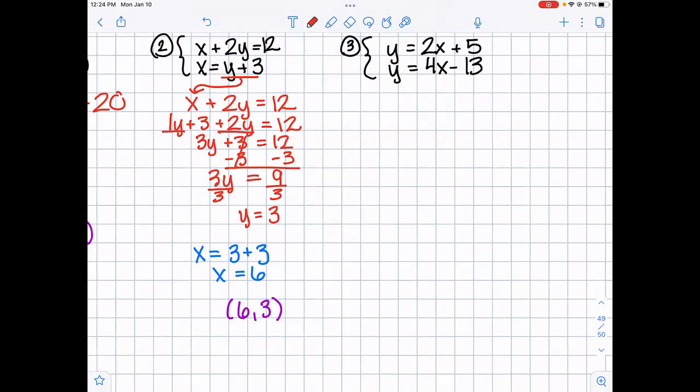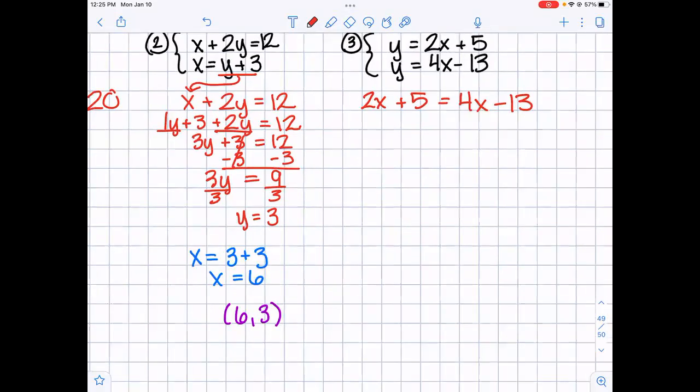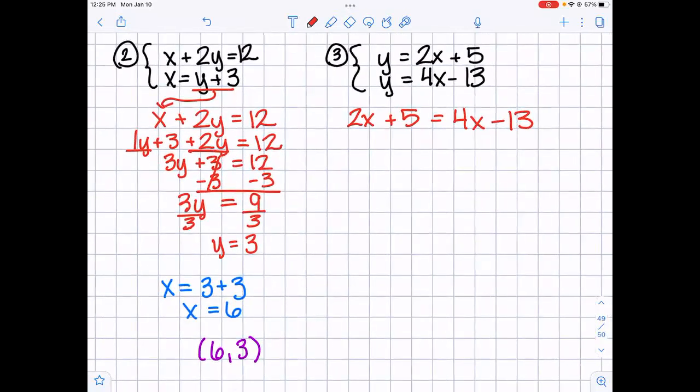So 2x plus 5 is equal to 4x minus 13. Anytime it's like the same letter, so like x equals or y equals for both problems, you could take the two other sides and set them equal to each other. Okay, so now, where did what come from? Okay, so now 2x plus 5 equals 4x minus 13.